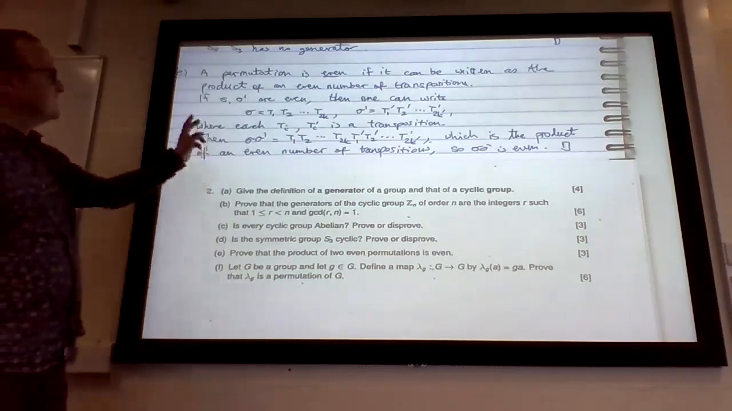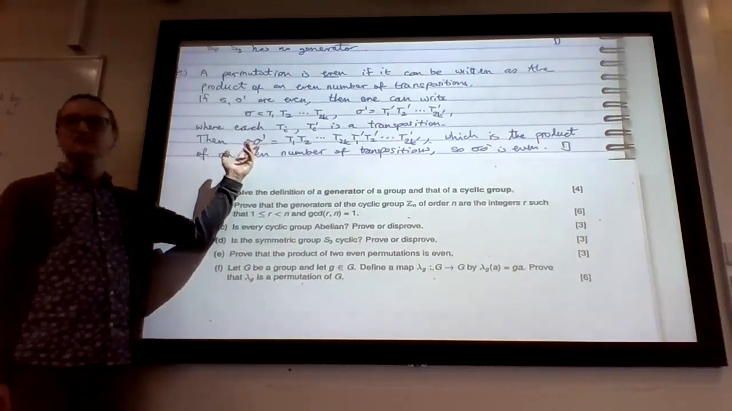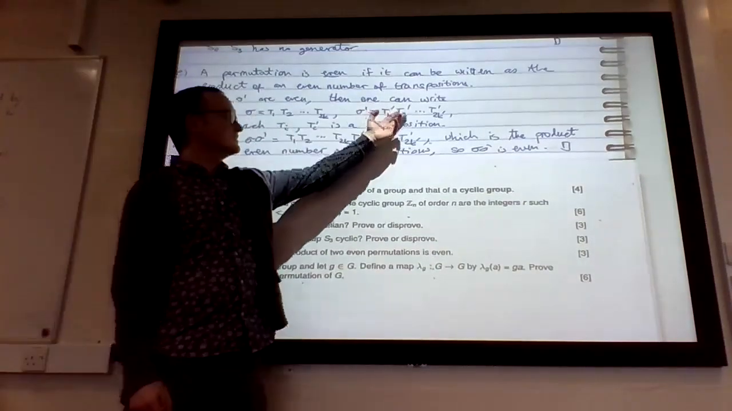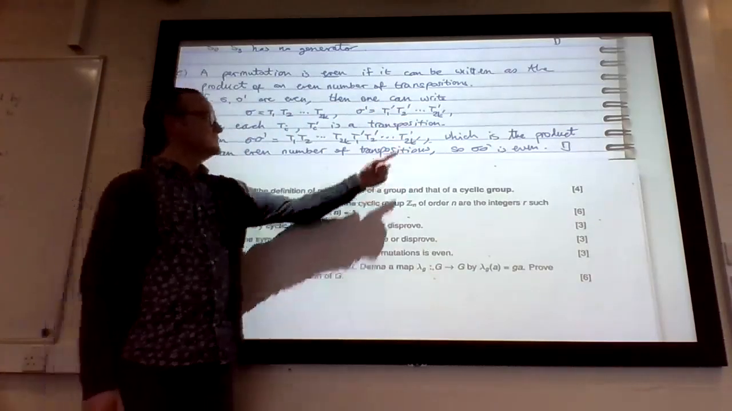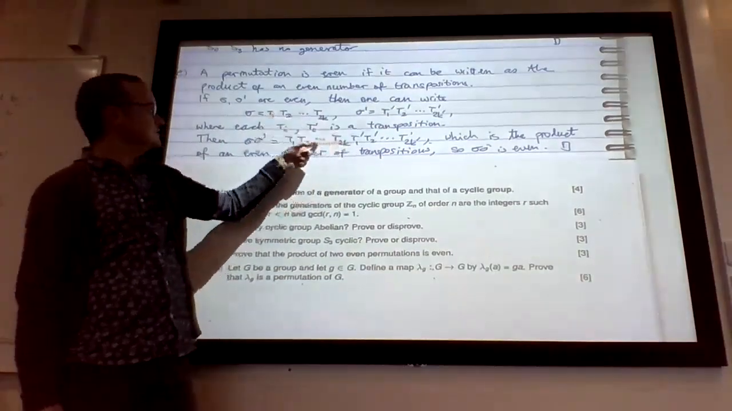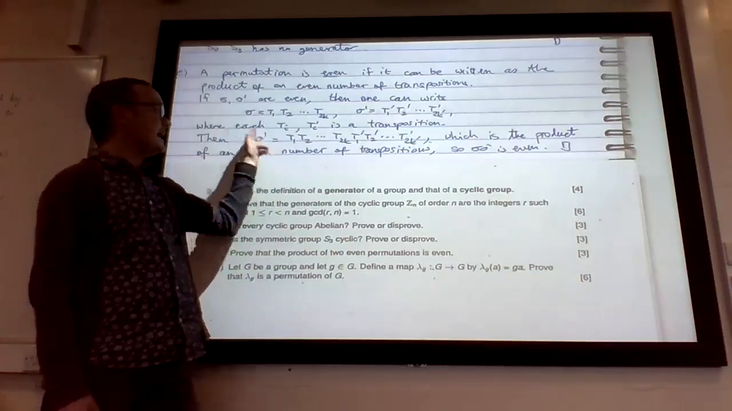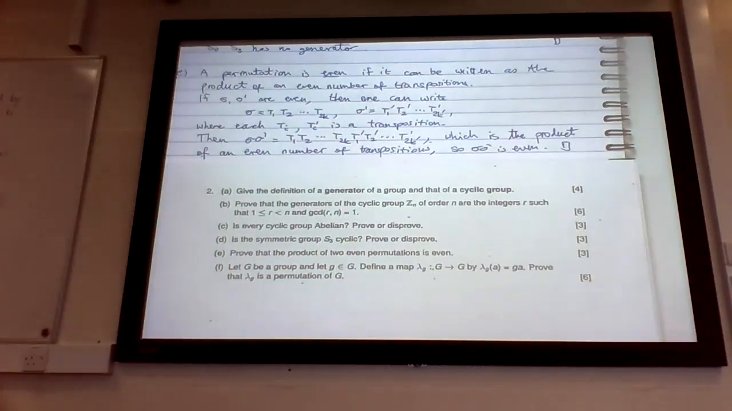And so the principle he's using here, if you want to compose these two, you just concatenate the 2 products. So you do sigma prime first, and then follow it with sigma, which is a product of these transpositions. And how many transpositions do you have there? 2 times k plus k prime, which is clearly an even number. So the product is even.